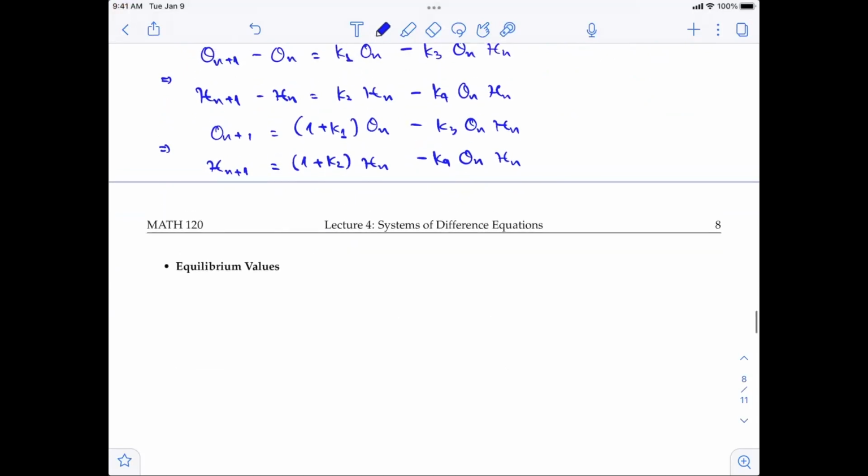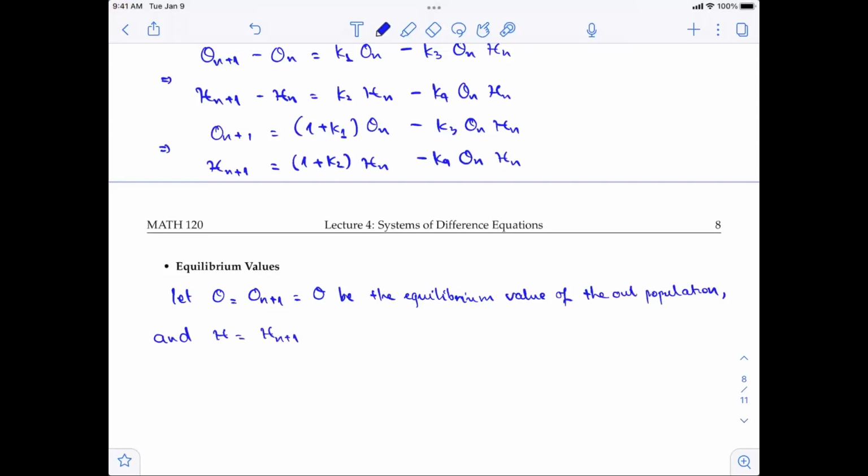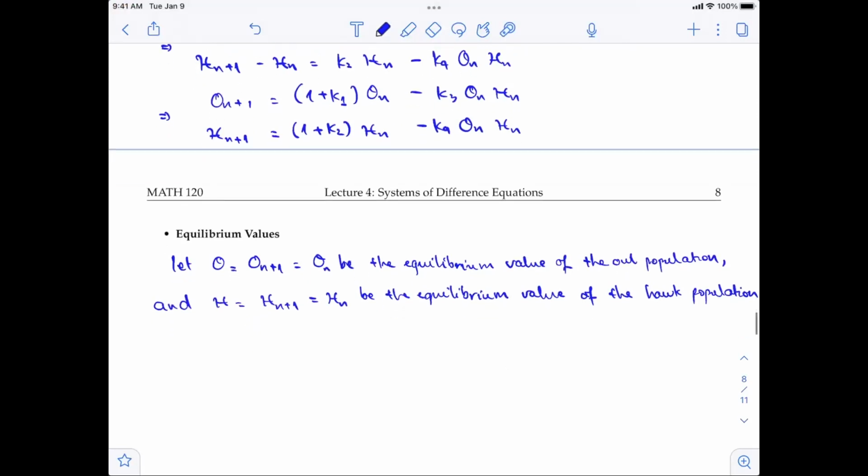All right, so we let O equal to O sub n plus 1 equal to O sub n be the equilibrium value of the owl populations. And you have H equal to H sub n plus 1 equal to H sub n be the equilibrium value of the hawk populations. Okay, and we're going to substitute this into the system that we derived up here, with the additional information that we're going to choose specific values of the rates. Right, so we're going to specify K1, K2, K3, and K4.